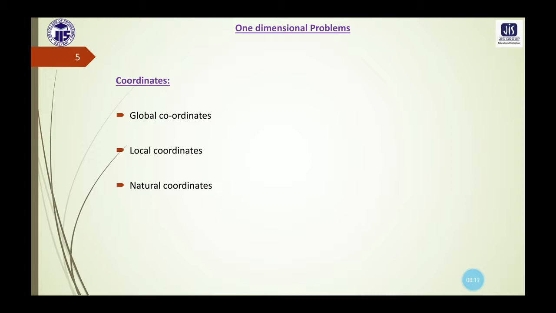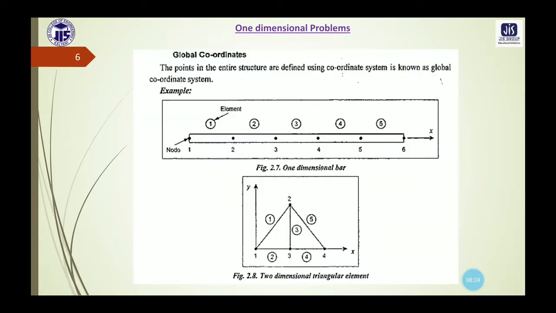Now in case of this finite element analysis problem, we will deal with 3 different coordinates, which are global coordinates, local coordinates and natural coordinates. So what are these actually, these 3 different coordinates? First we have the global coordinates. Now the points in the entire structure are defined using a coordinate system. It is known as the global coordinate system.